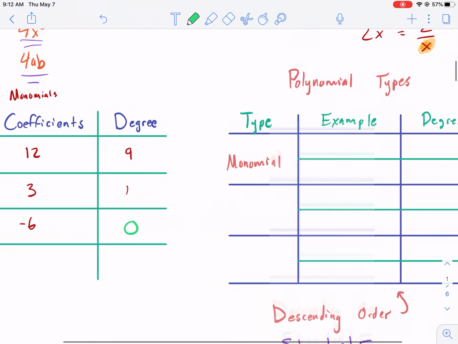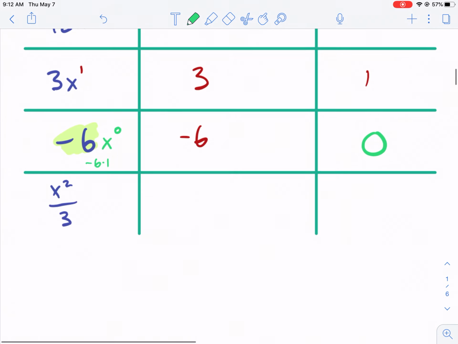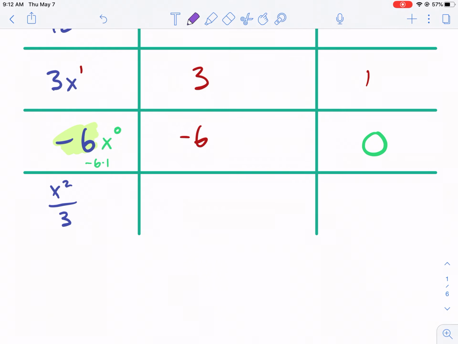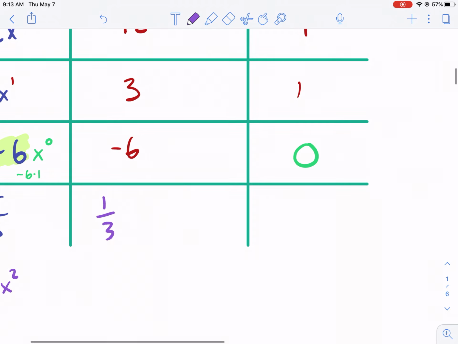And like we said earlier, we can have fractions as long as the variable is not in the fraction. So here we see that the coefficient, it doesn't look like it has a coefficient, but it is 1/3, because 1/3 times x squared is going to give you x squared over 3. So the coefficient is 1/3.